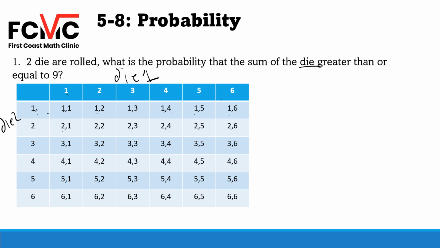So our question is, if 2 dice are rolled, what is the probability of the sum of the dice being greater than or equal to 9? So we want the probability of a sum greater than or equal to 9. So that's what we're looking for. When we set this up, our favorable events are going to be our sums greater than or equal to 9.